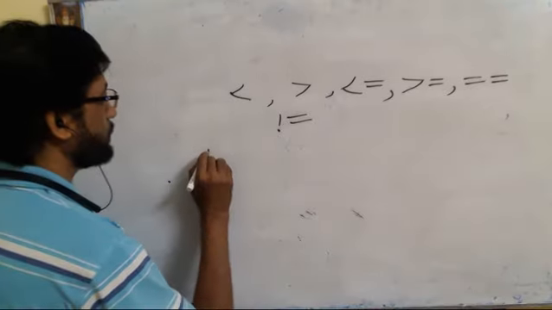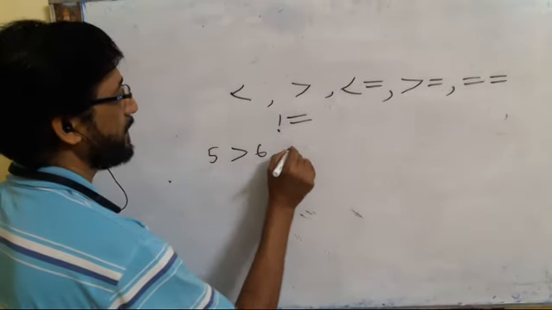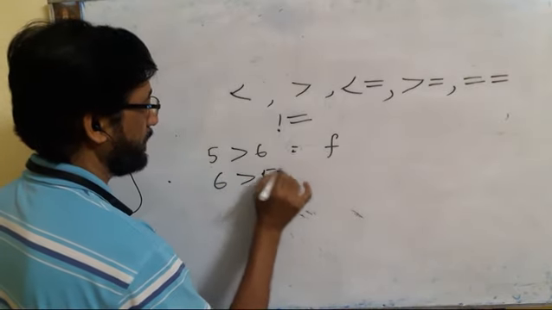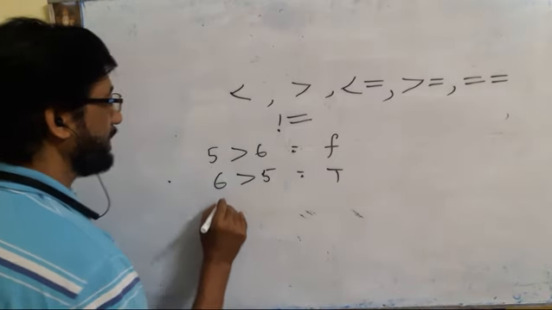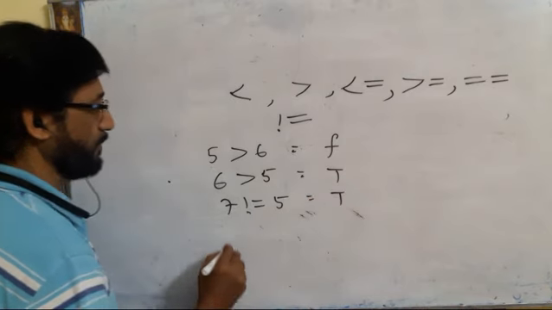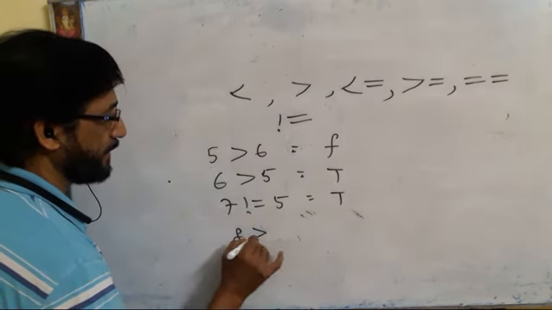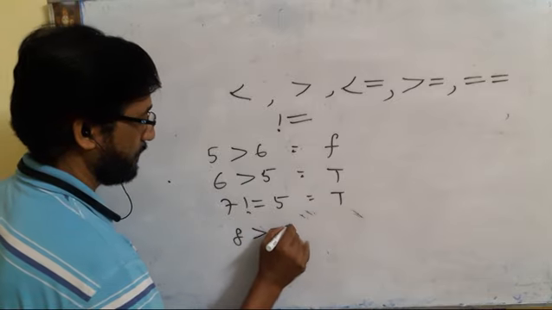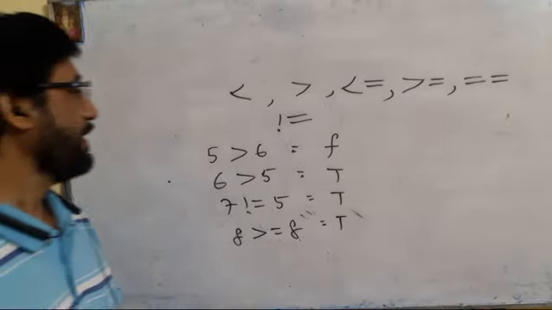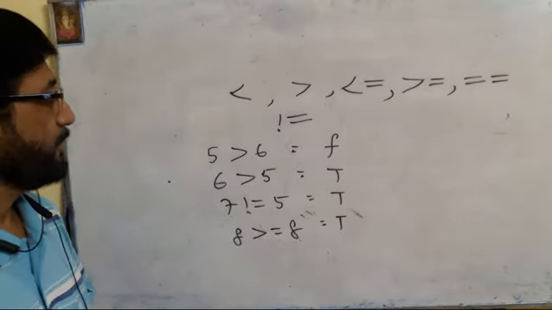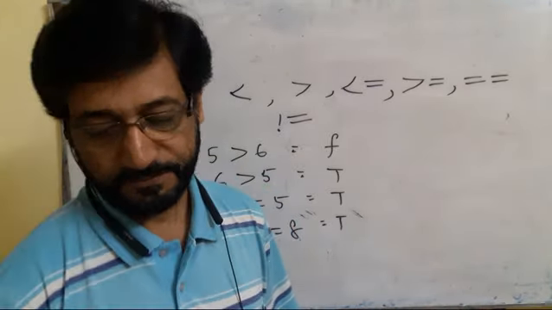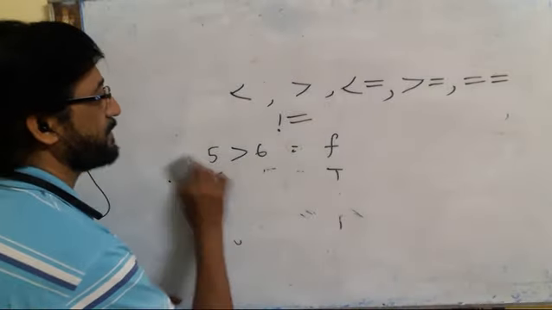For example, suppose I write 5 greater than 6, the result is false. Suppose 6 greater than 5, the result is true. Similarly, 7 not equal to 5, this is true. 8 greater than equal to 8, this is true, like that. So these are the relational expressions used in a condition. The result of the relational expression is either true or false.